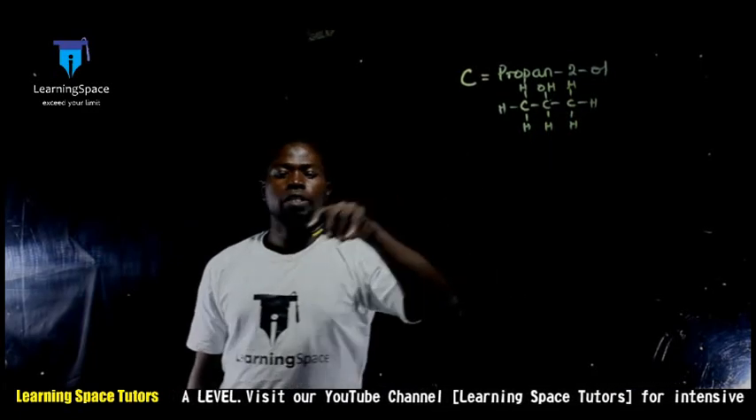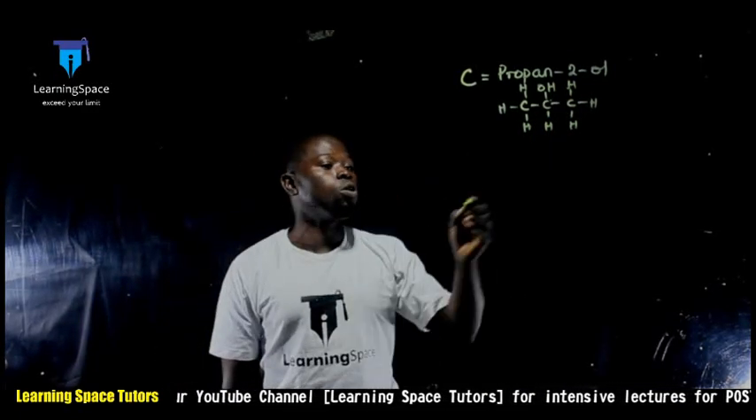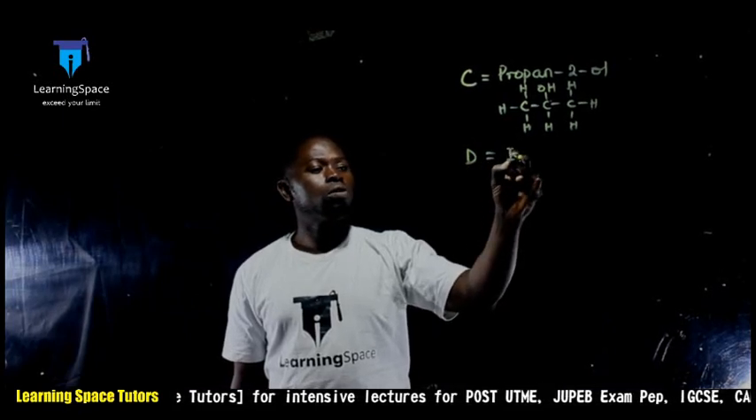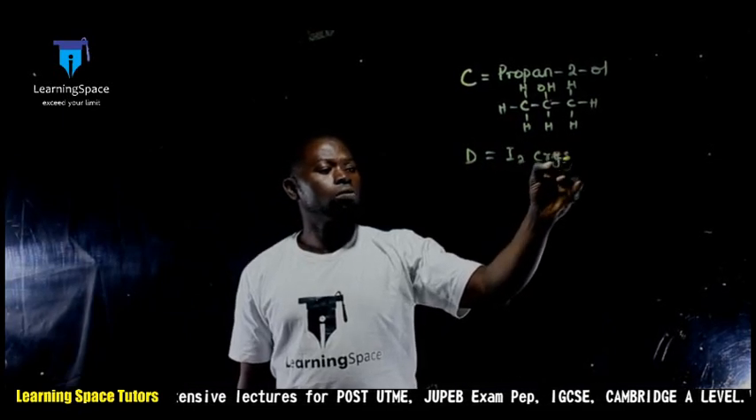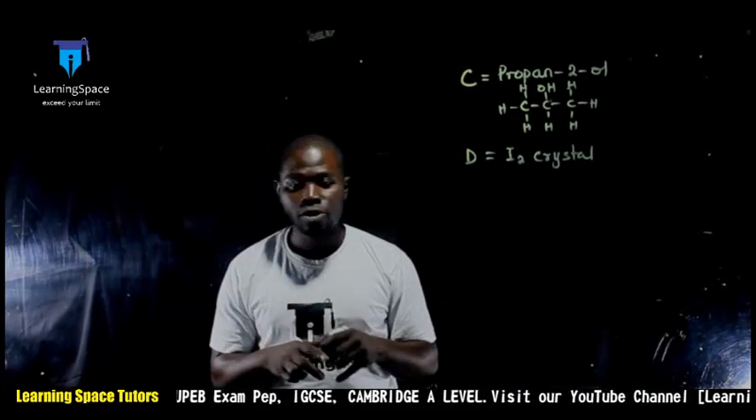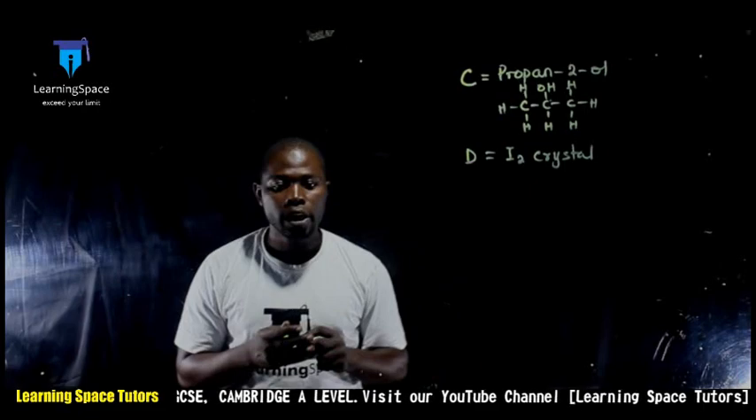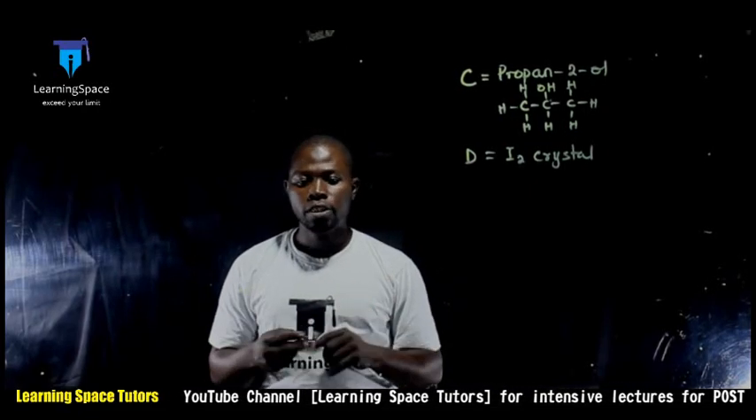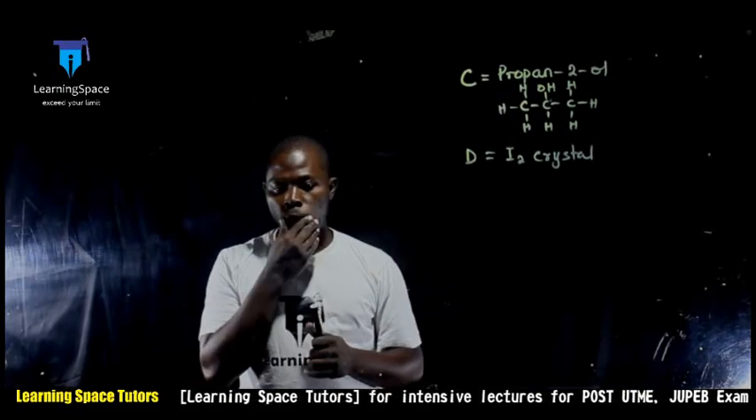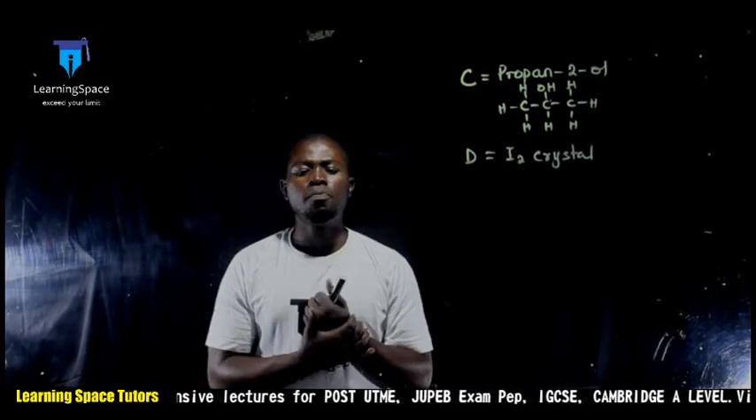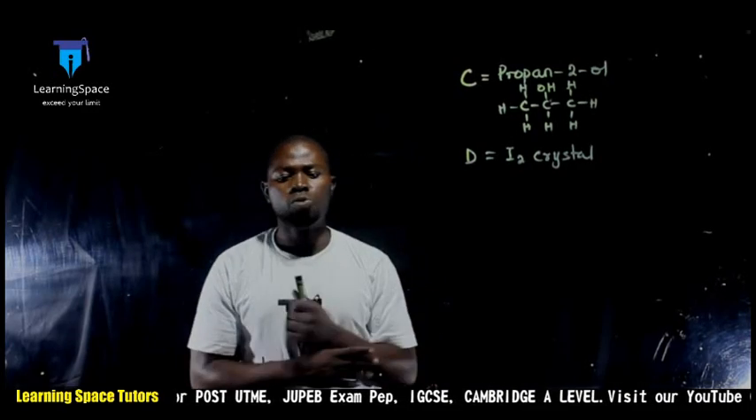Let's say the organic compound you are given is propan-2-ol, and D is iodine crystal. They already mentioned it there. They now ask us to carry out the following experiment. We are to divide D into 2 separate parts. So about 2 cm cube of portion of C, they say you should test with litmus paper.